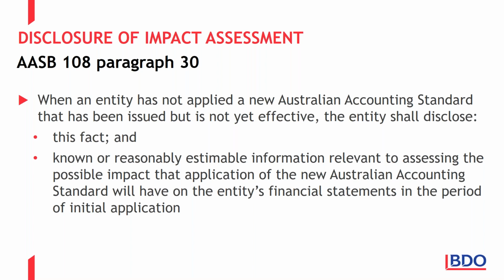First of all, where does that disclosure requirement come from? It comes from AASB 108 around accounting policies, prior period errors and changes in estimates. And AASB 108 paragraph 30 specifically says, when an entity has not applied a new accounting standard that has been issued but is not yet effective. So this IFRS 16 has been issued years ago. It's only effective if you've got a 30 June year end from 1 July 2019, this is what you have to disclose.